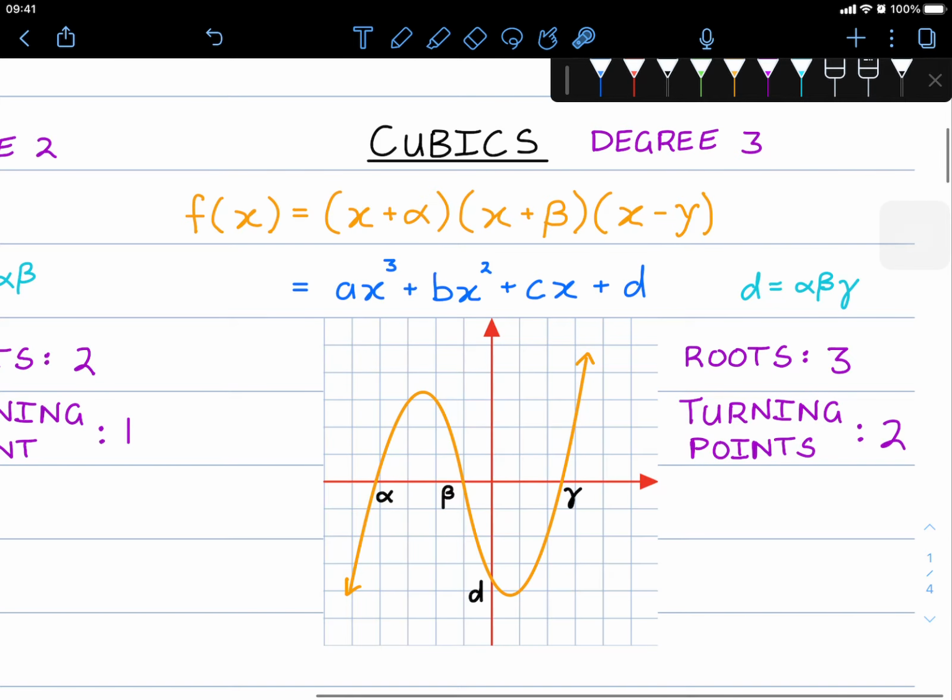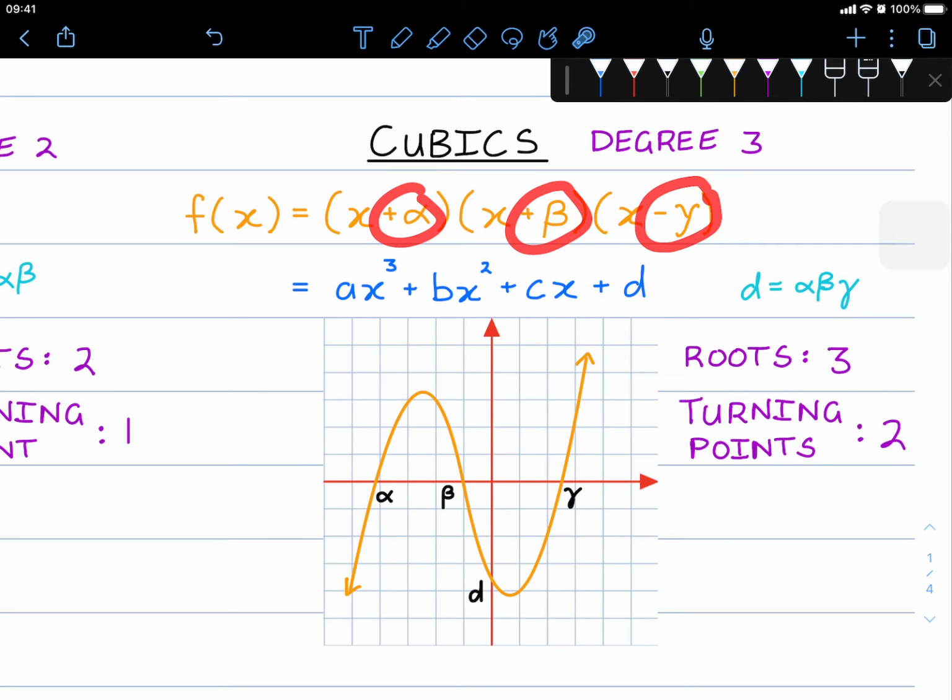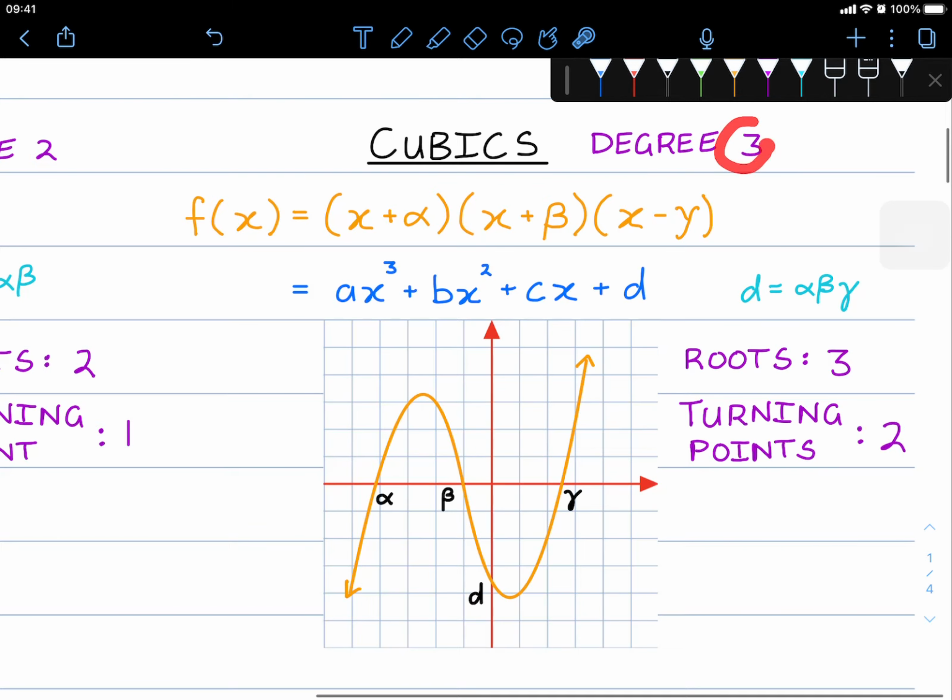For a cubic of degree 3, you'll find that these roots, or these factored forms, match exactly to where the graph intercepts the x-axis, and the value of the y-intercept is going to be the multiplication of these roots. And once again, take a look. It has degree 3. It has at most 3 roots and 2 turning points.